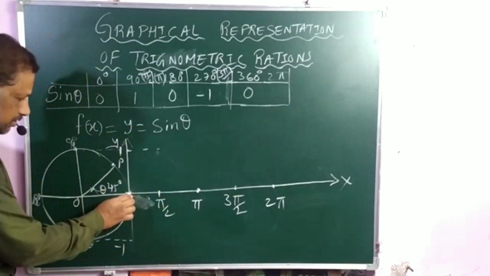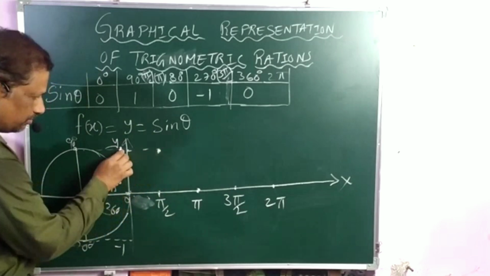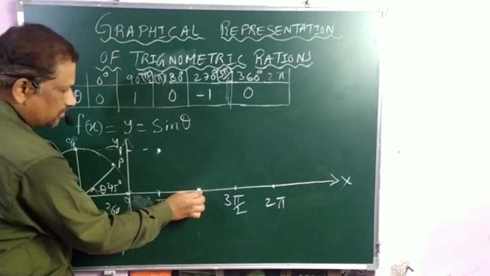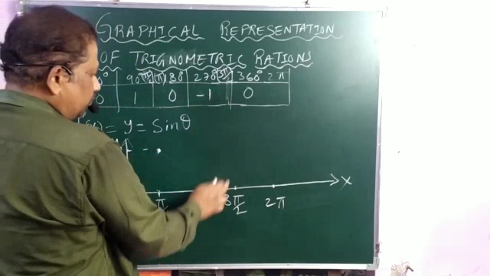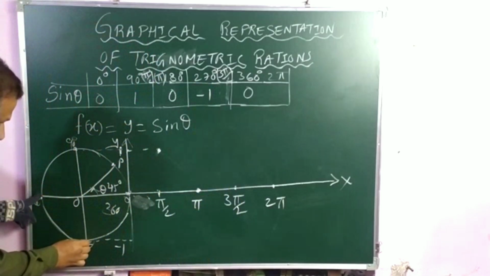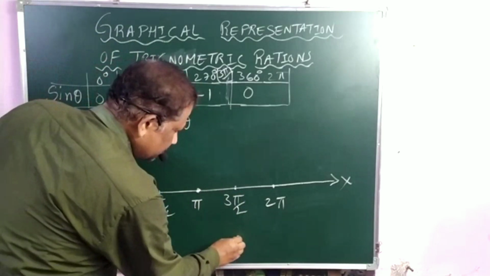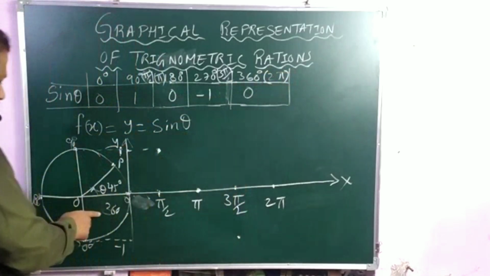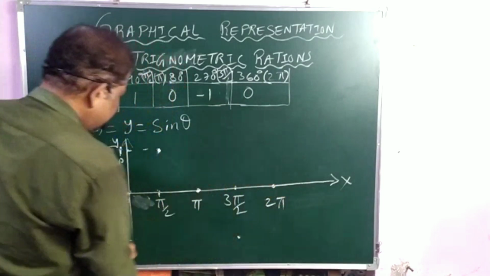First you see sine 0 is 0, sine 90 is 1, here I will mark 1. Sine 180 degrees is 0. Next 3 pi by 2, 270 degrees: sine 270 degrees means it comes here, minus 1 comes here. Again 360 degrees, 2 pi radians. Again it comes to this point. Now join these.